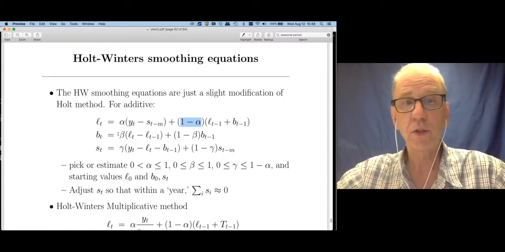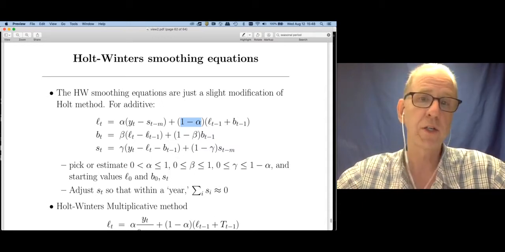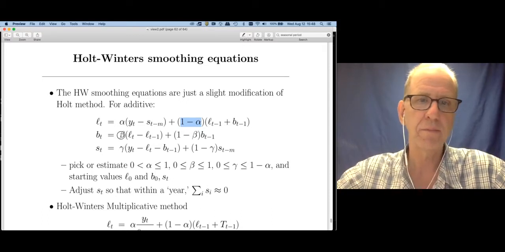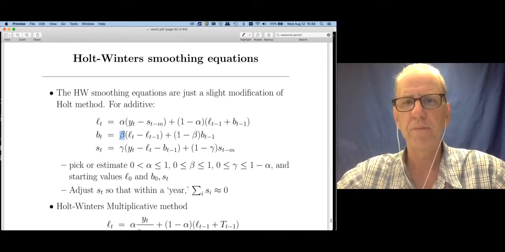I give that 1 minus alpha. The slope smoothing equation is exactly what we had from Holt's method. So what's my current change in level? Give that weight beta. So beta is my hyperparameter, just like alpha is. And then my previous changes get weight 1 minus beta.